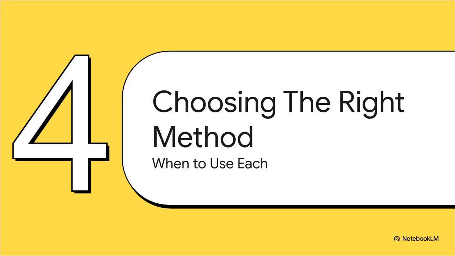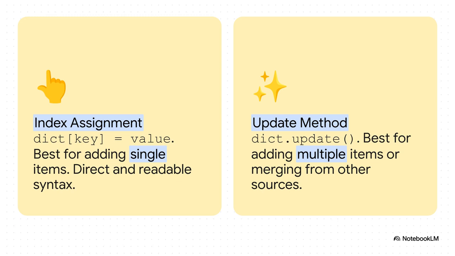All right, we've got two great options. So now comes the big question, right? Which one should you use? Let's break down the when and why for each. Honestly, the choice is usually pretty clear. If you're just adding a single item, stick with index assignment, the square brackets. It's direct, it's clean, and everyone knows what it does just by looking at it. But the moment you need to add more than one thing, or maybe merge two dictionaries together, that's when you reach for .update. It's the powerhouse built for those bigger tasks.